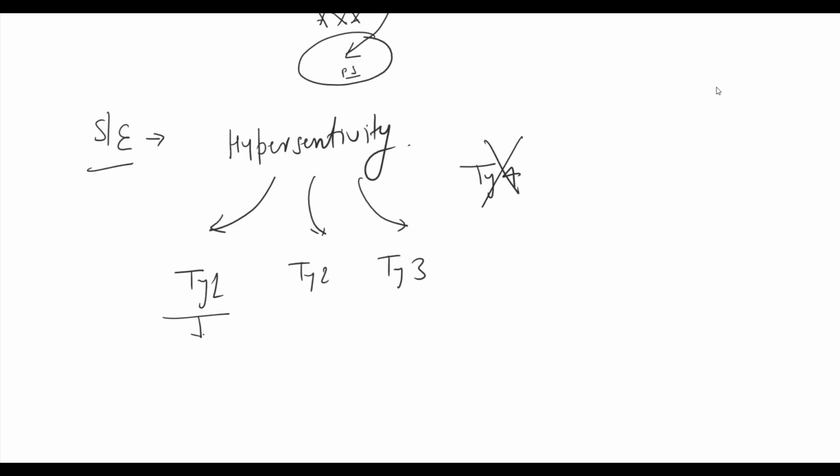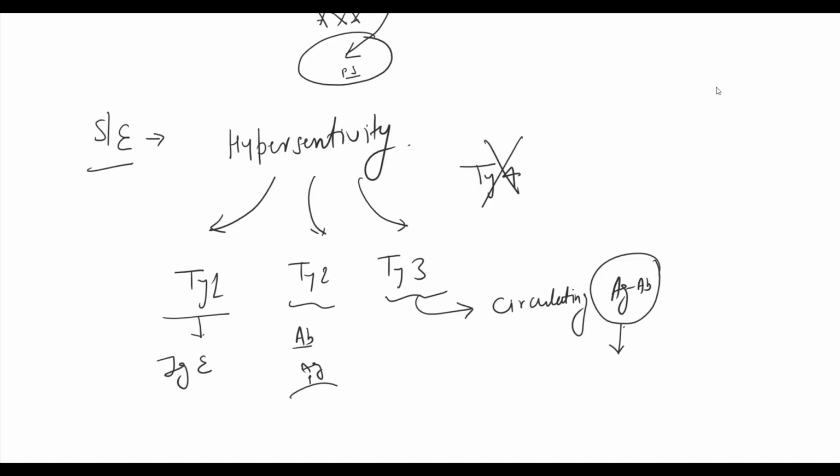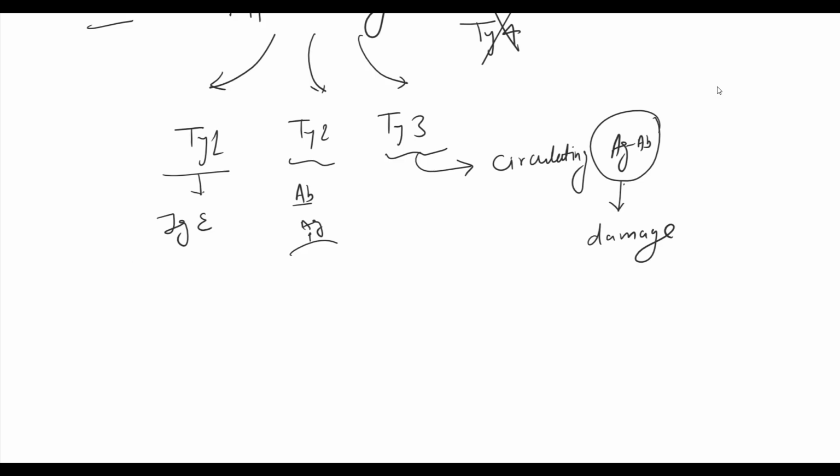Type 1 hypersensitivity is IgE mediated. In type 2 hypersensitivity, antibody is formed against a fixed antigen. While in type 3 hypersensitivity, there is a circulating immune complex of antigen and antibody, which can deposit in any tissue and produce damage. The most dangerous type of hypersensitivity reaction is anaphylactic shock, which is a life-threatening emergency. Fortunately, it is very rare.